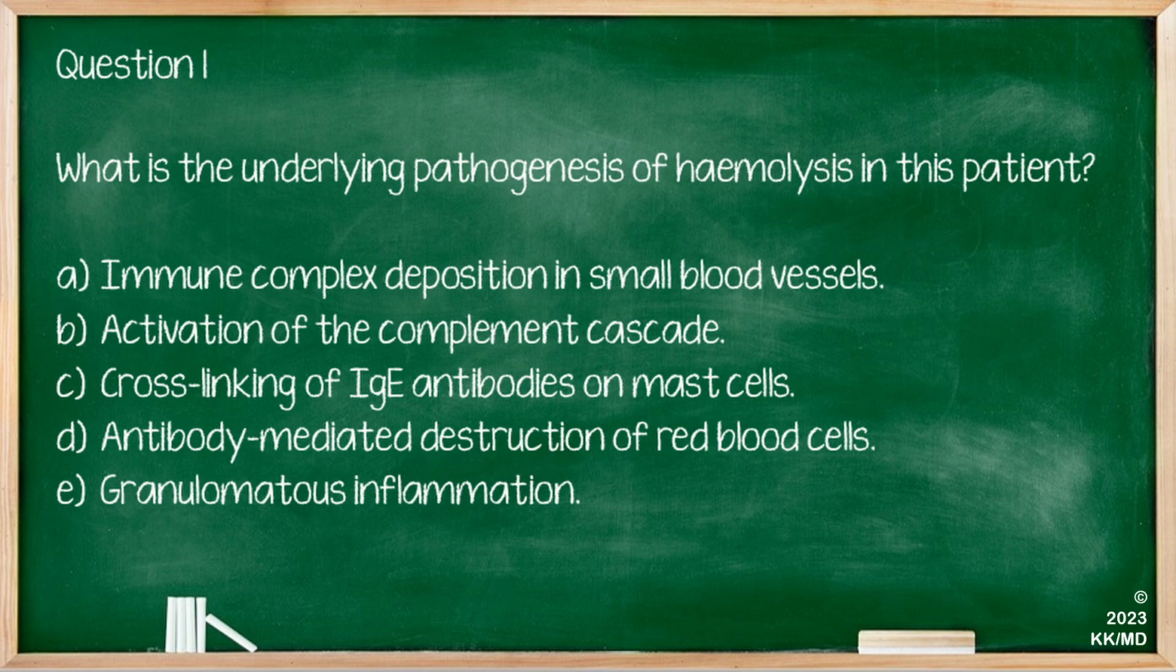So the options that you have been given are: A, immune complex deposition in the small blood vessels; B, activation of the complement cascade; C, cross-linking of IgE antibodies on mast cells; D, antibody-mediated destruction of red blood cells; E, granulomatous inflammation. So if you recall earlier, we talked about the fact that if the Coombs test is positive, this is most likely due to the antibody being picked up on the surface of red blood cells. And as a result of this, this is hinting at a type 2 hypersensitivity reaction. Therefore, the correct option here is going to be option D.